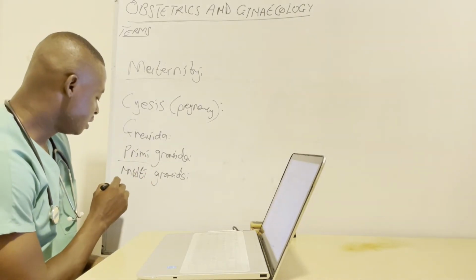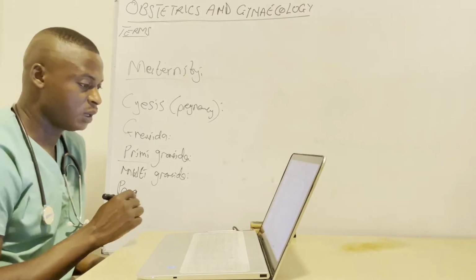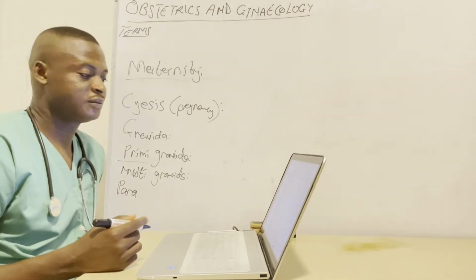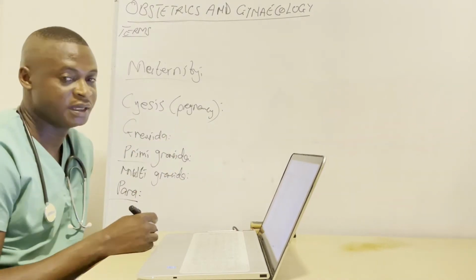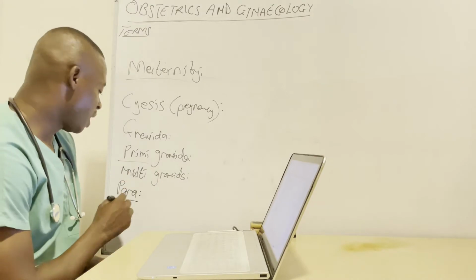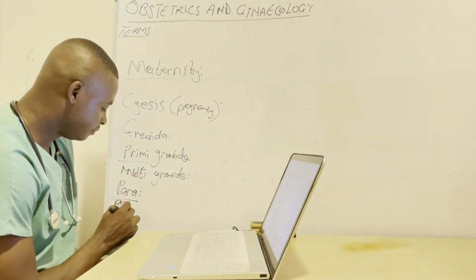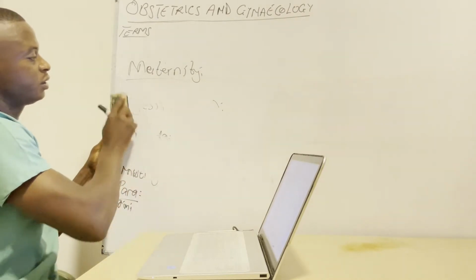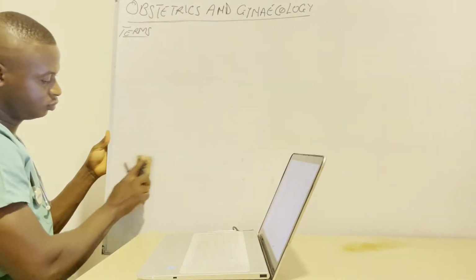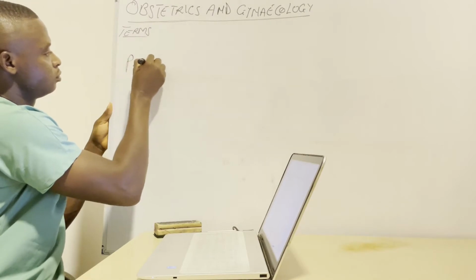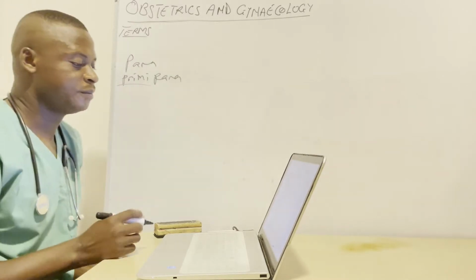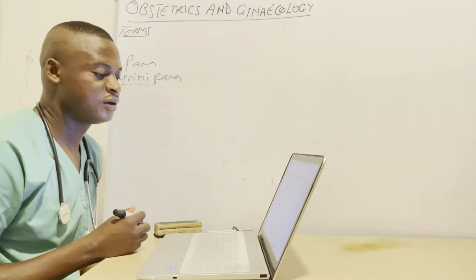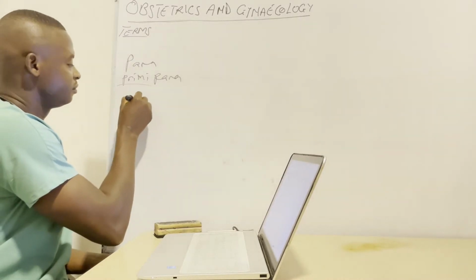All right, now let's look at what we call para. Okay, para means having a child. So gravida is pregnancy and para is having a child, or when you have given birth, you call it para. Now, we have what we call primipara. Primipara simply means having had your first child. It means you have given birth for the first time. That is primipara.